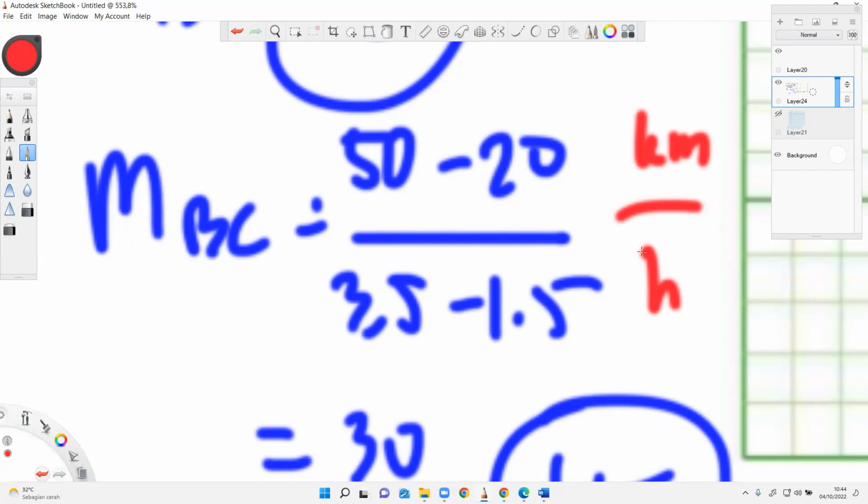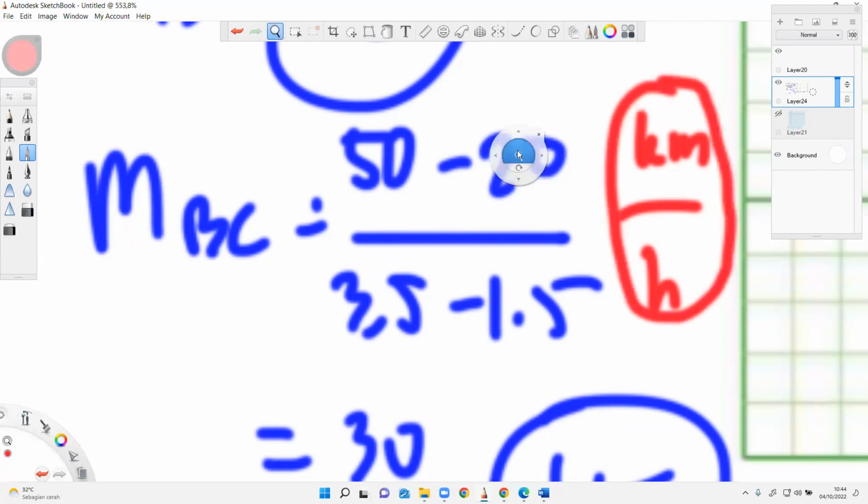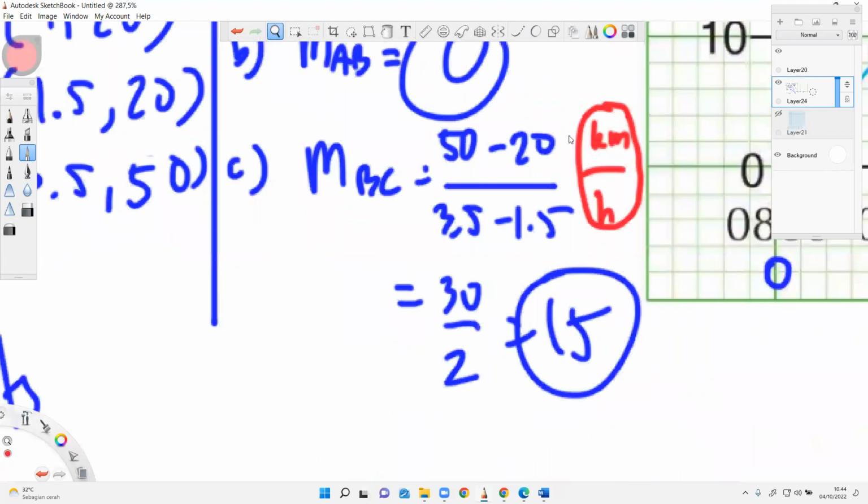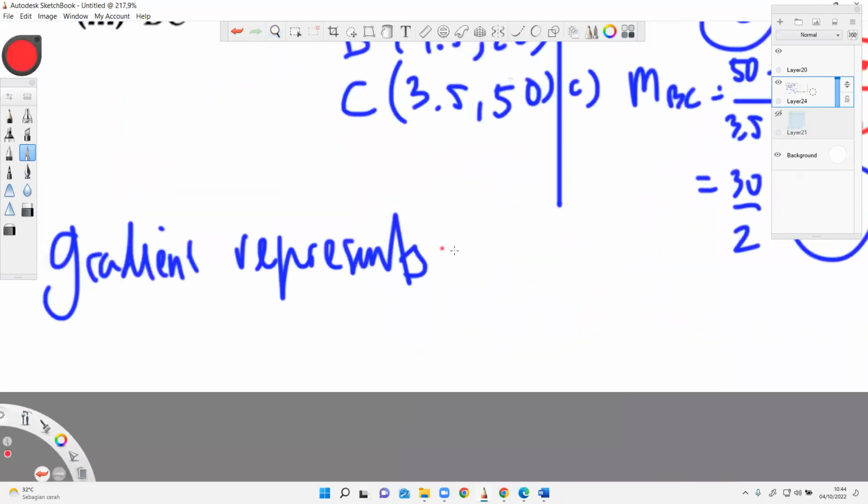What does kilometer over hour stand for, guys? It is the unit of speed. Okay, so gradient represents speed. How fast does it travel?